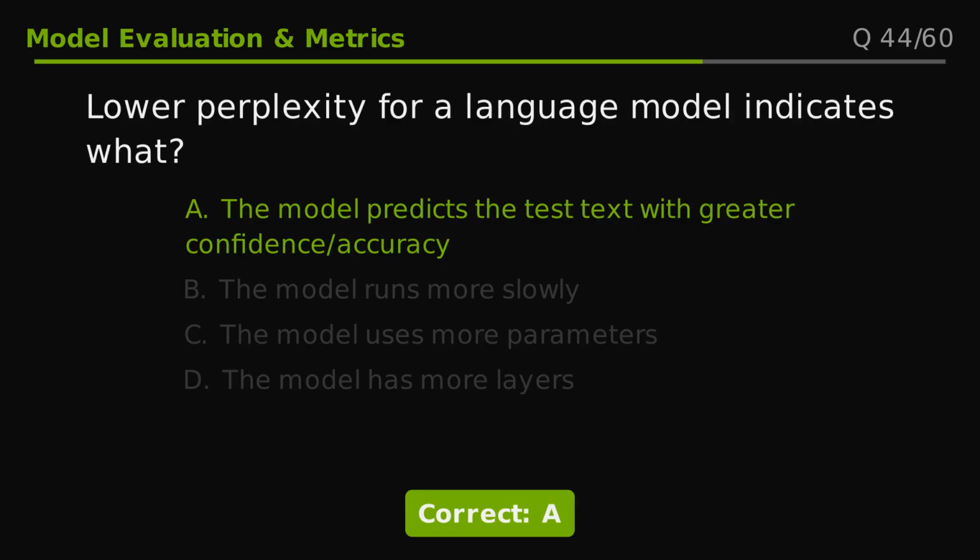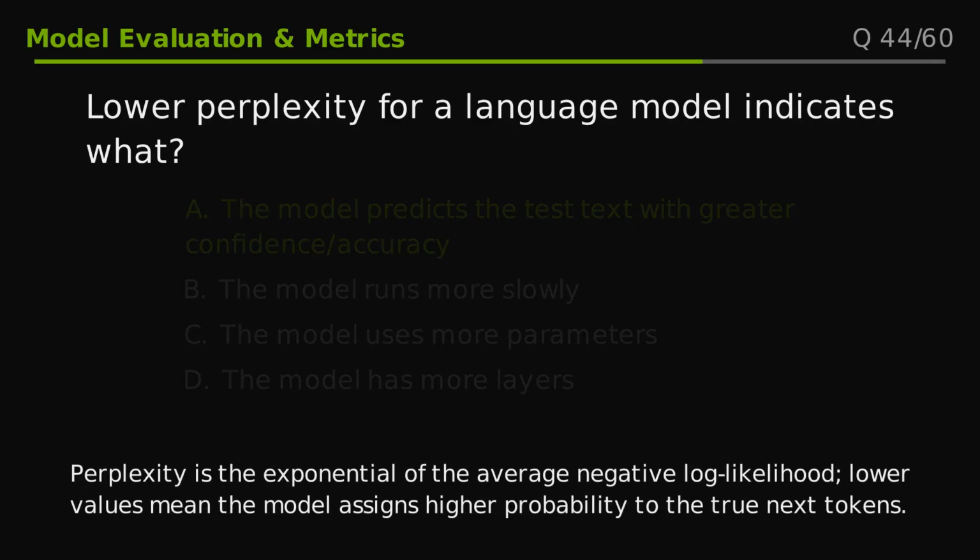The correct answer is A. Perplexity is the exponential of the average negative log likelihood. Lower values mean the model assigns higher probability to the true next tokens.